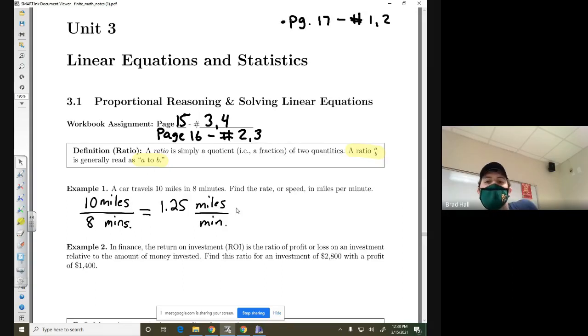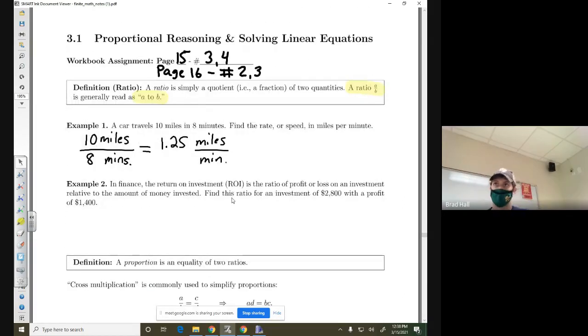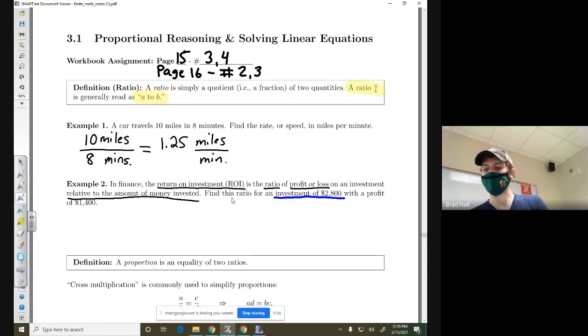So let's go down to something that might be a little bit more complex, maybe. The return on investment. Well, what is that? Well, they tell you what it is. It's a ratio of either profit or loss relative to the amount of money invested. So they're saying the ratio of profit or loss relative to the amount of money invested. Well, they tell us that the investment is $2,800 and that the profit is $1,400. So what's the ratio going to be?